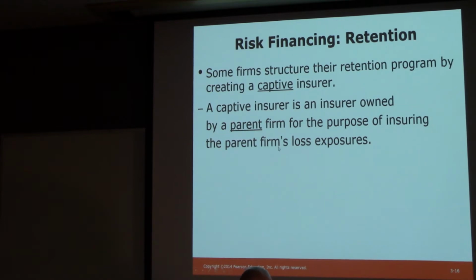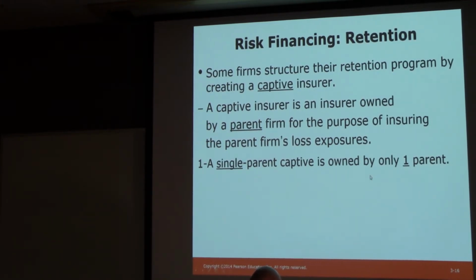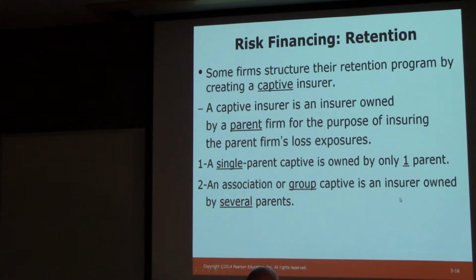So the parent firm is in another type of business. That business has some loss exposures. The parent firm has gone out and looked for different insurance companies to help them with the loss exposures, and they have had trouble finding the right coverage at the right price, and so they decide to create their own insurance company. There are two types of captive insurers. One is a one parent, the other is a group captive. An association or group captive is owned by several parents. You might have a trucking company that cannot find good collision insurance, and so several of them join together and start their own insurance company, and they cover themselves.